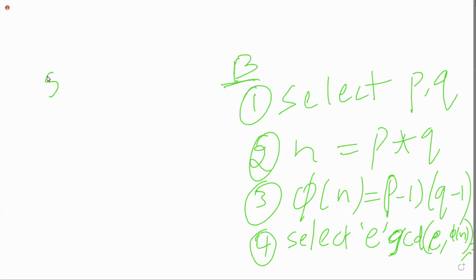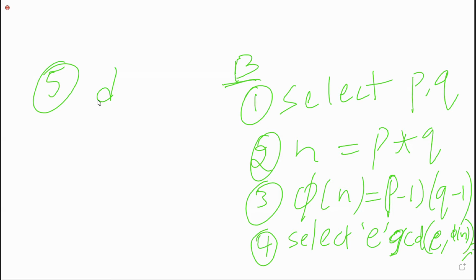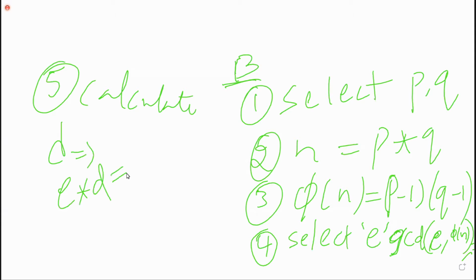Then the receiver has to calculate the private key, which is D. Calculate D in such a way that E into D is congruent to 1 mod phi of n. This condition should be satisfied when the D value is calculated.